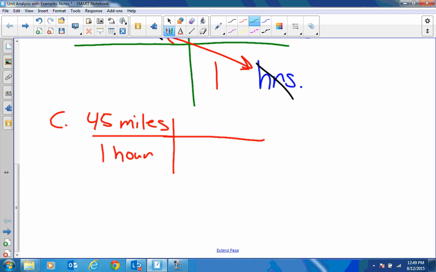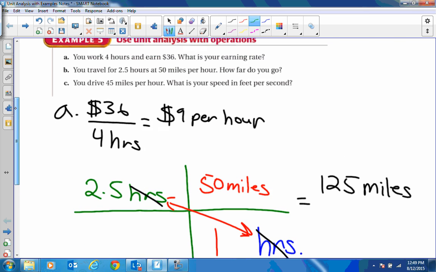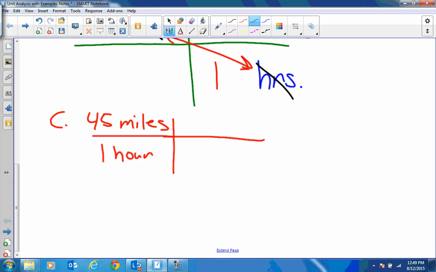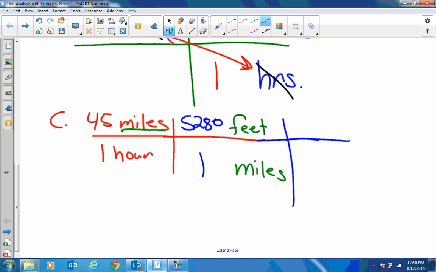Then you want to make a table or chart, however you want to write this. And we want to change it to feet per second. So how do we change it to feet per second? Well, first let's start with changing miles to feet. Since miles is on top, we have to put miles on bottom to change it to feet. So we're going to put miles on bottom and feet on top because we want to get rid of miles, but we want it to turn into feet. So then we ask, what's the conversion factor of miles and feet? Well, there's 5,280 feet in 1 mile. So that's the conversion factor. Now my miles unit will cross out, and I'll be left with feet.